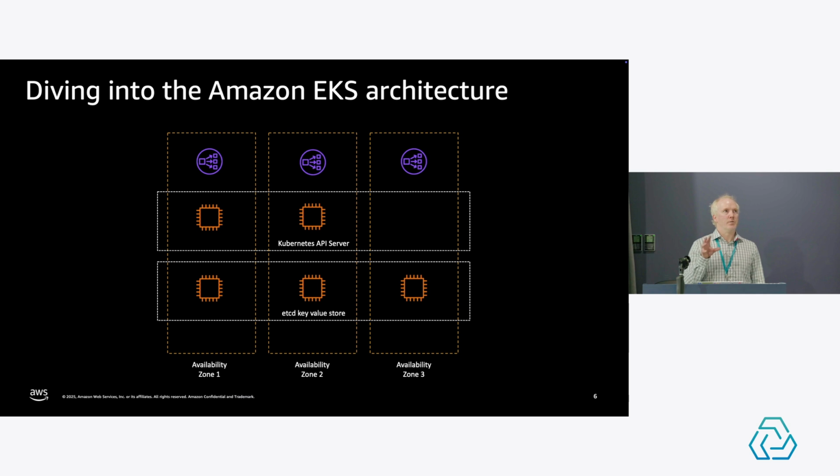Diving a little deeper into the EKS architecture, what we see here is that the control plane is distributed across multiple availability zones. These are multiple distinct locations. We have multiple instances of the API server and also multiple instances of the key value store. The reason we do this is because we want your control plane to survive a single AZ event. So if a single AZ goes offline, which is extremely unlikely, your Kubernetes control plane will continue to run.